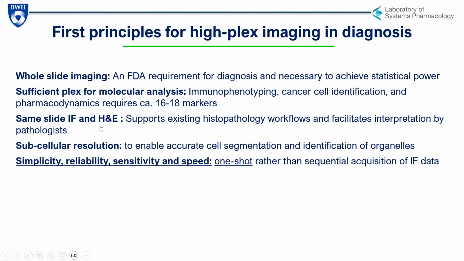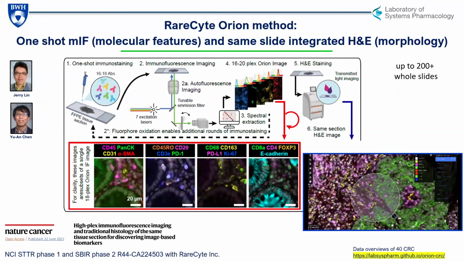We're surprised by the quality of the H&E after this because there's no cycling. Subcellular resolution is important to help with segmentation, and then simplicity. You just want a one-shot method that can actually operate same day in a clinical lab in a manner that's expeditious and reliable.